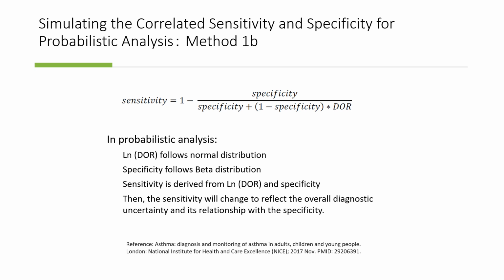We also assumed that specificity follows a beta distribution. Then, we can derive the sensitivity from the diagnostic odds ratio and specificity. The sensitivity will change to reflect the overall diagnostic uncertainty and its relationship with the specificity.